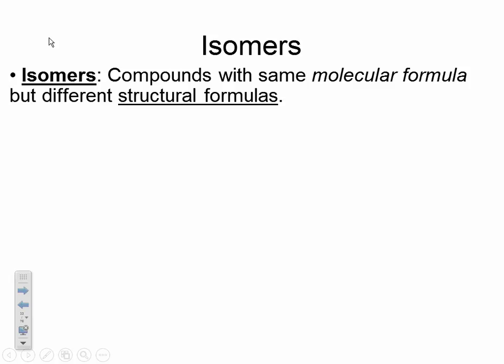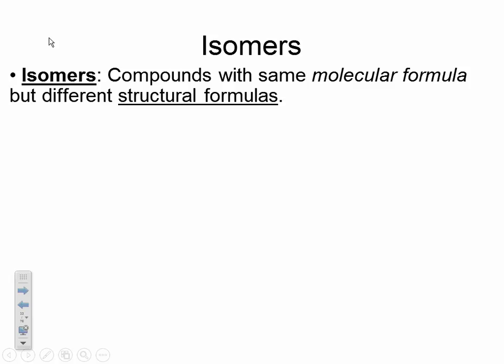Then the next topic for today is something called isomers. Isomers are an important concept in organic chemistry because we can draw compounds and show the bonding, and sometimes we have compounds that have the exact same molecular formula but different structural formulas. And we call those compounds isomers. Now we're going to talk about what that means. What do you mean, same molecular formula and different structural formulas?